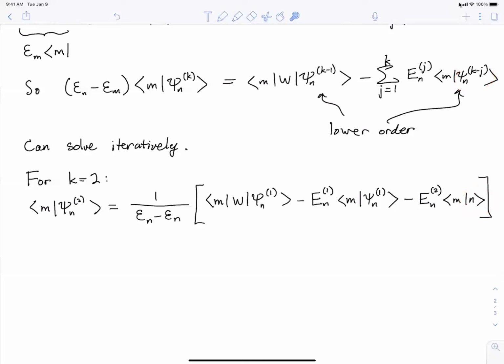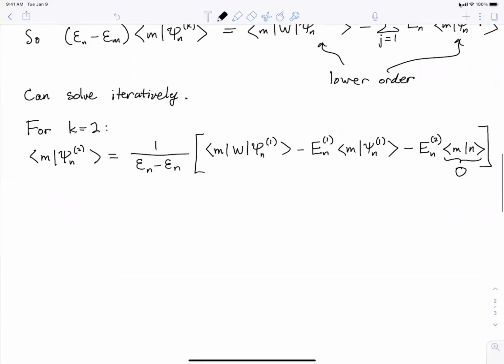And as promised, everything else here is something we've already computed. We already computed the second order correction to the energy and the first order correction to the state. So in principle, we know everything here and we can just plug it in. Before doing that, remember, we only want this equation for m not equal to n, and so this term right here is just 0. So we don't have to worry about that anymore, and everything else we can just plug in.